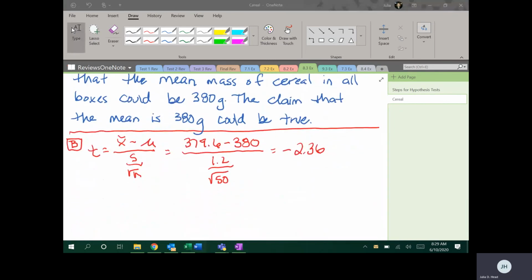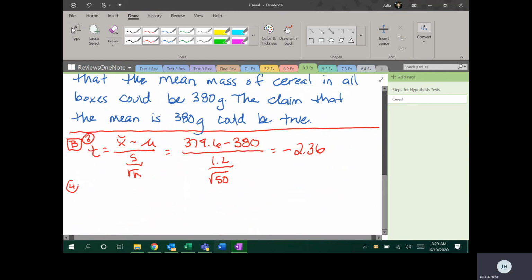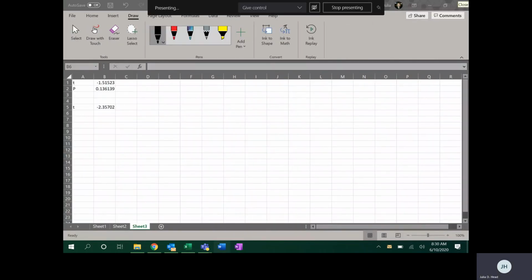So to find my p-value, and I'll label this as step 3, we still need to double because it's two-tailed, but we don't need the complement rule because it's not on the right. Still have 49 degrees of freedom. We get 0.0225.